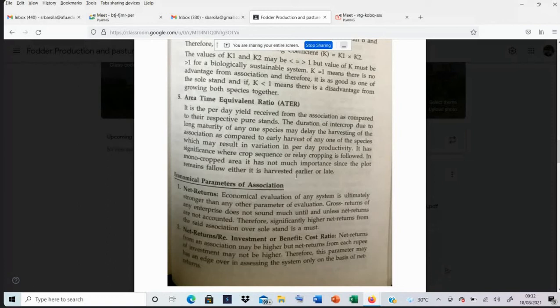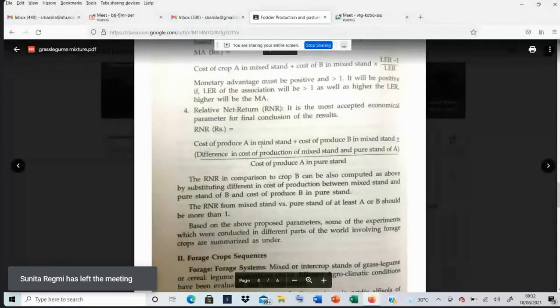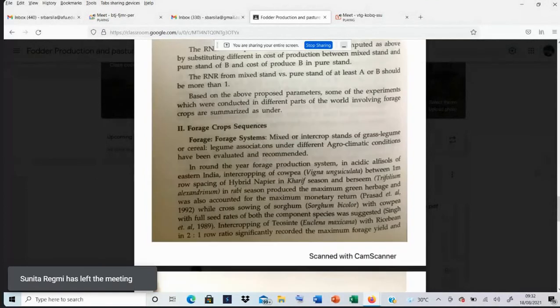There are also some other economic calculations that you know: net return, benefit cost ratio, and relative net return, the monetary advantage. Okay, there are some economic calculations.